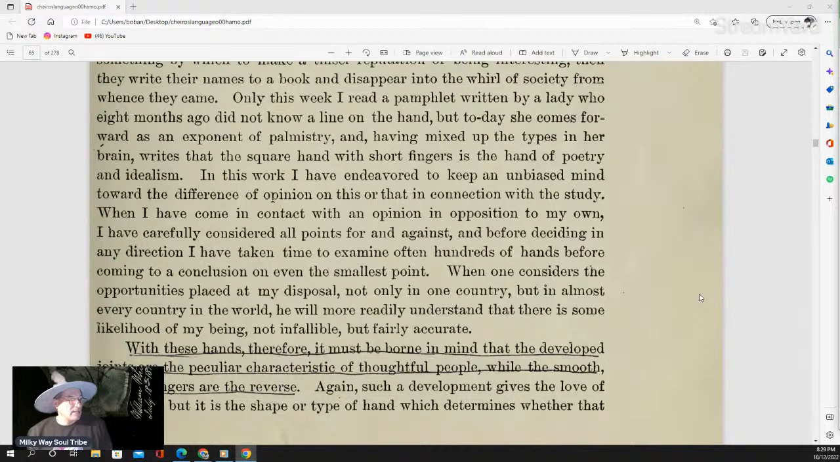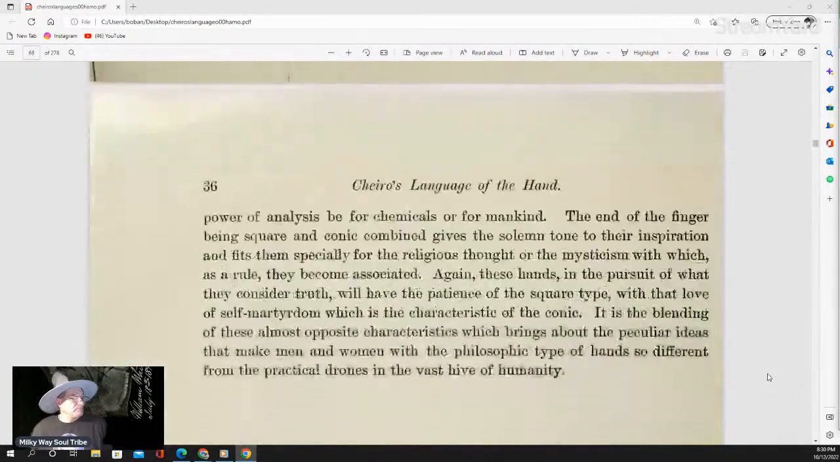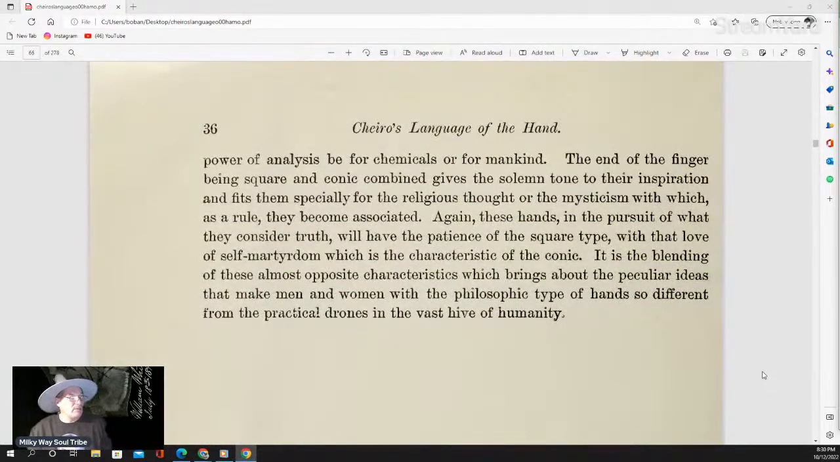Now get this again. These hands, therefore, it must be borne in mind that the developed joints are the particular characteristics of thoughtful people, while the smooth pointed fingers are the reverse. So keep that in mind when reading the palm. Again, such a development gives the love of analyzing, but it is the shape or type of hand which determines whether that power of analysis be the chemicals or the for mankind.